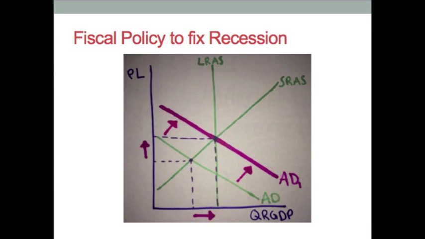An expansionary fiscal policy must be used to fix a recessionary gap. This means that we will either lower taxes or increase government spending. Both have a positive effect on the quantity of real GDP. This would cause aggregate demand to increase, and the curve would shift to the right.